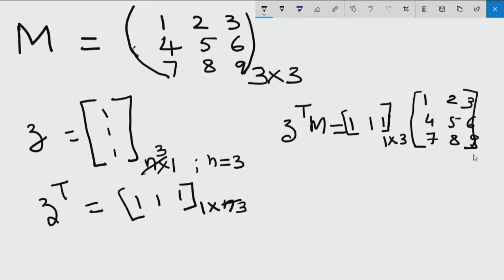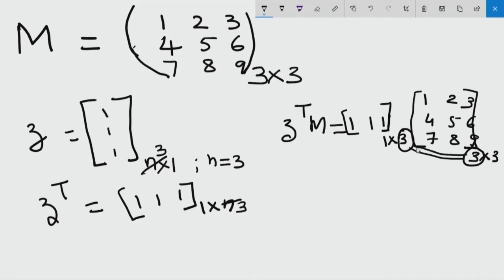The order of M is 3 by 3. The number of columns of this matrix is 3, and the number of rows of this matrix is 3. They are compatible for matrix multiplication, and we will get a matrix. What will be the order of that matrix? This is 1 by 3. Sorry, 3 by 3. Therefore, we will be getting a 1 by 3 matrix.